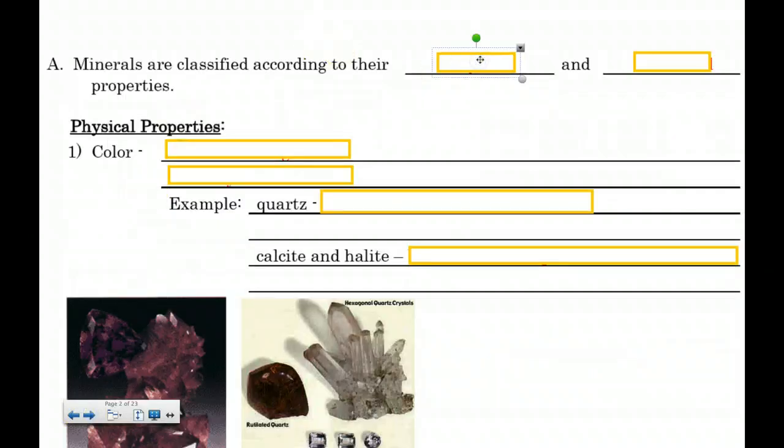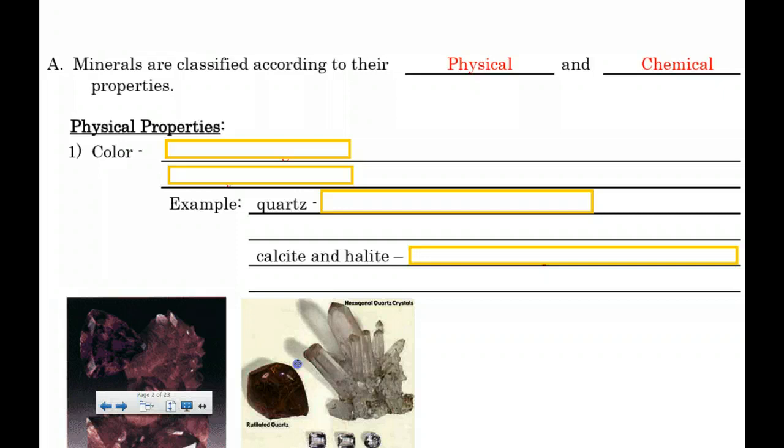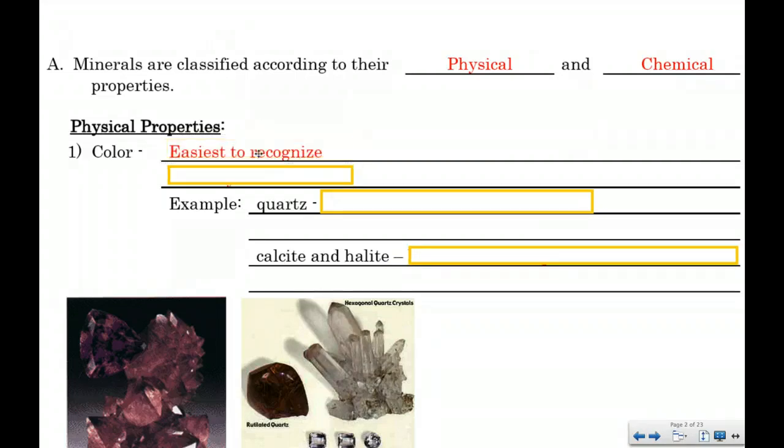Minerals are classified, we divide them up, by their physical and chemical properties. And we're going to spend a lot of time looking at the different properties of minerals. By using those properties, we can identify them out in the field or even in the laboratory. Color is one of the first things that's obvious. It's the easiest thing to see when you're looking at a mineral.